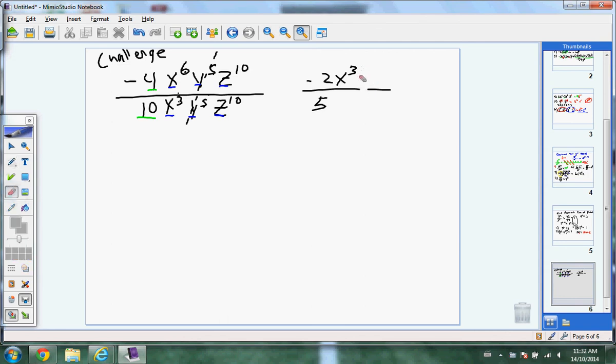All right, and then the same thing happens to the z^10. The z^10 goes away. It cancels. 10 minus 10. So your final answer in this one would simply be negative 2x^3 over 5. And that's it for the zero exponent rule.